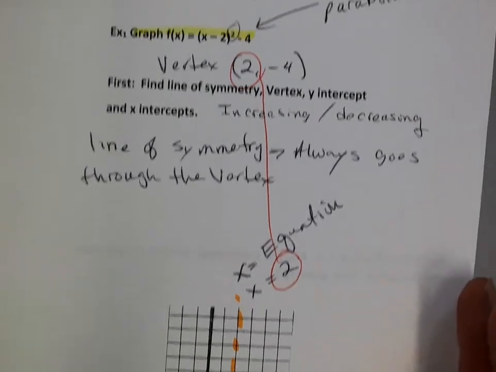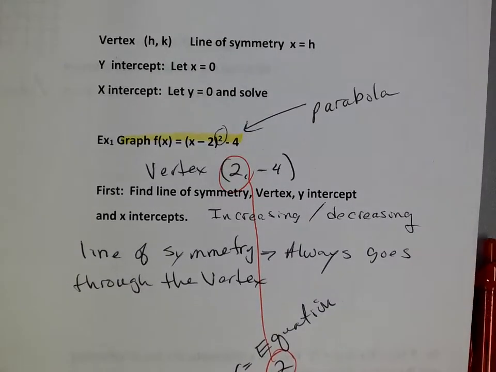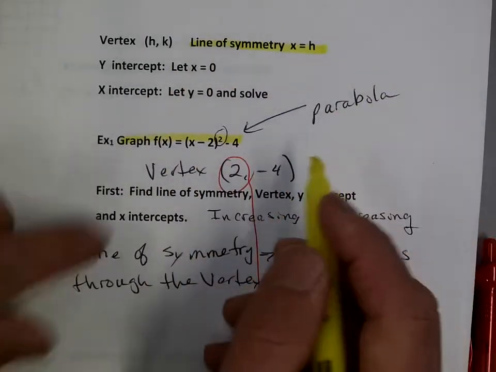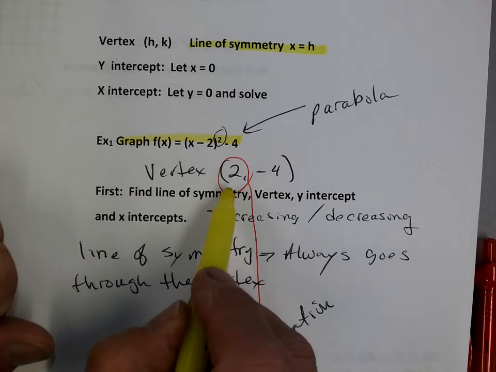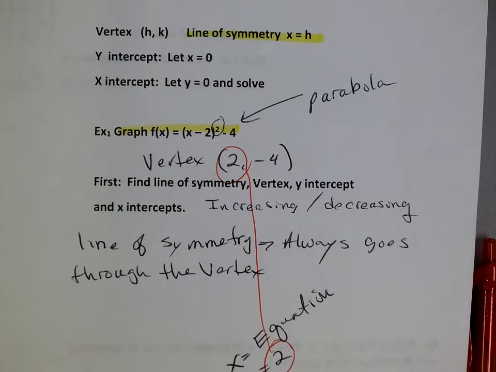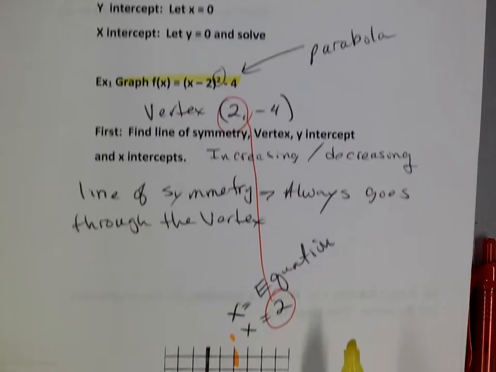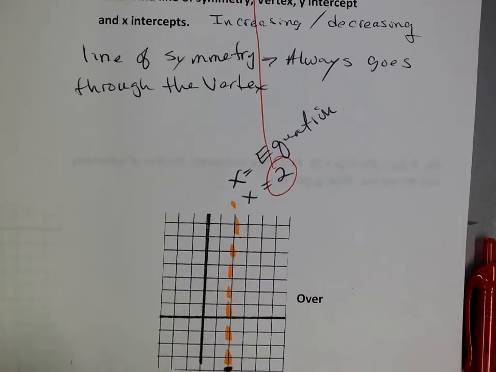So let me slide this up into my notes. What I said was line of symmetry equals the h value and negative 2, opposite of that. And that's what we got. So now we want to find the y-intercept and the x-intercept.